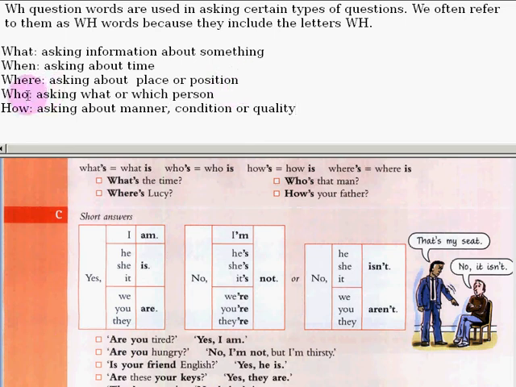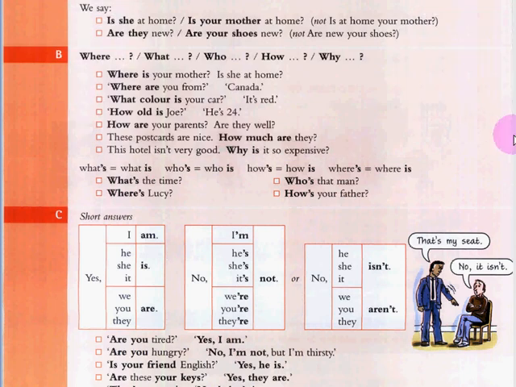Who? We use it when we are asking about what or which person, and we always use who as a subject. Okay? Now the last one, how. We use it when we are asking about manner, condition, or quality. Do you remember the simple question, how are you? Or how's your father? We are asking about the condition of a person. Well, that's it for our WH questions. Now, let's go back to using WH questions and linking verbs. Okay?